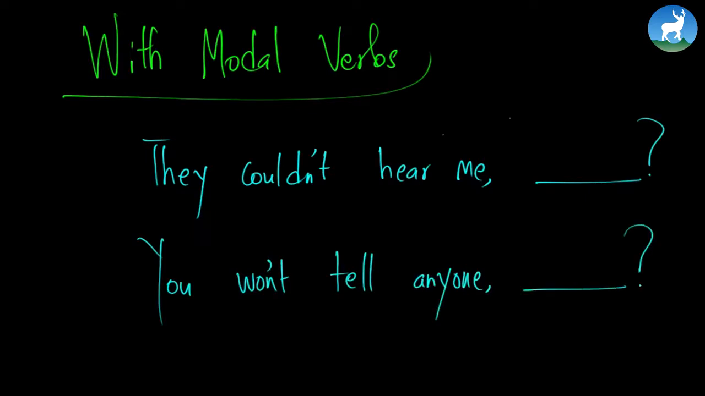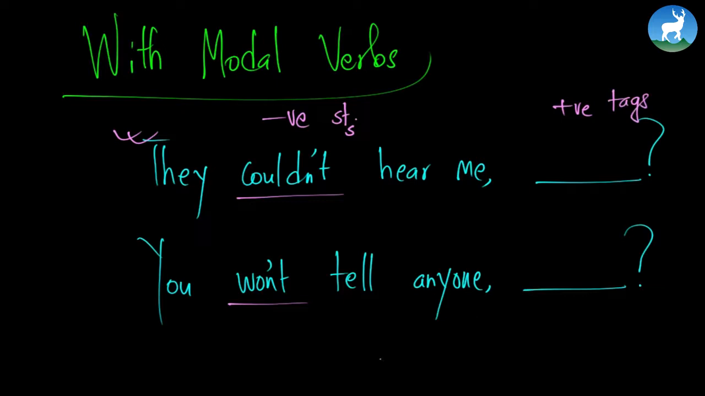So let's think about these two questions. They couldn't hear me. We have a modal verb. You won't tell me, another modal verb. Since both of these sentences are negative, we need a positive tag, that is for sure. Since these are negative statements, we need positive tags.